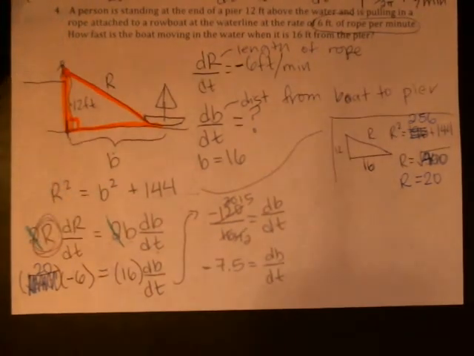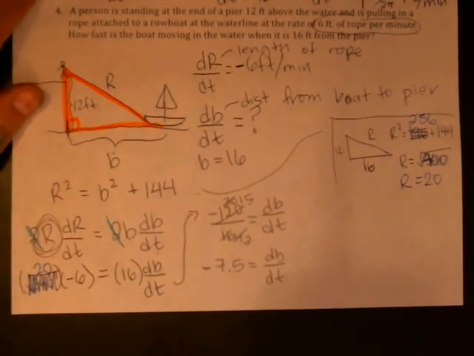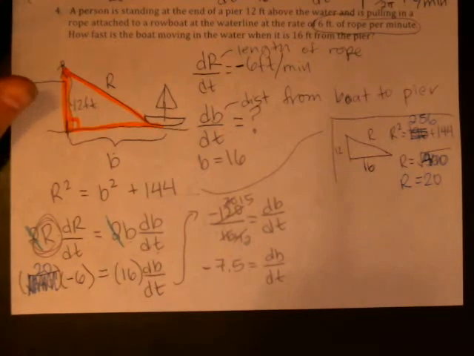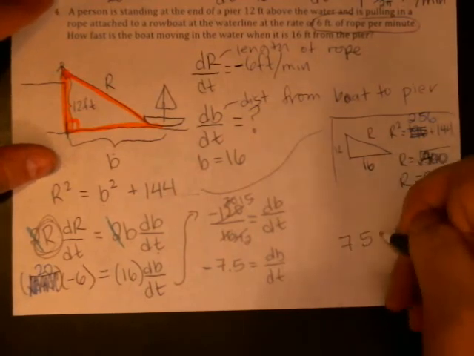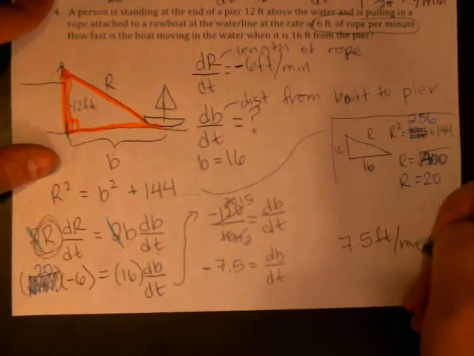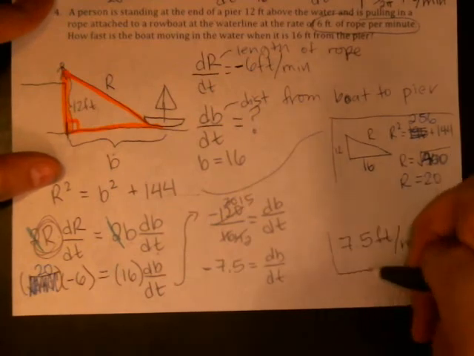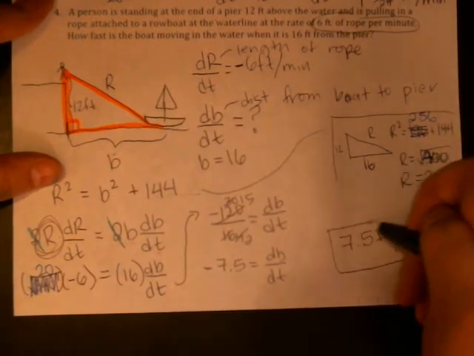So we were asked, how fast is the boat moving in the water? I don't think we need to include the negative information. The negative is saying the distance from the boat to the pier is decreasing, but that's not really what the question is about. It was just how fast is it going? So my answer would just be 7.5 feet per minute. This is a really slow process.